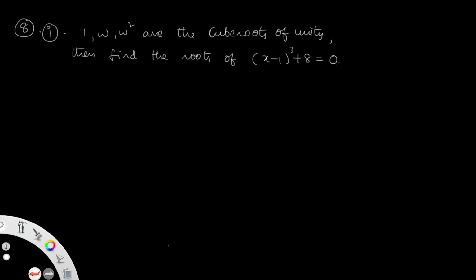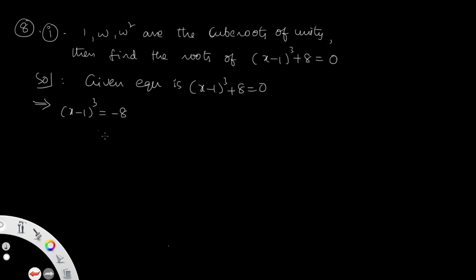So what are the roots of the equation x minus 1 whole cube equal to 0? Therefore the given equation is x minus 1 whole cube plus 8 equal to 0. Then x minus 1 whole cube equals minus 8, that implies x minus 1 equal to minus 8 whole to the power of 1 by 3.